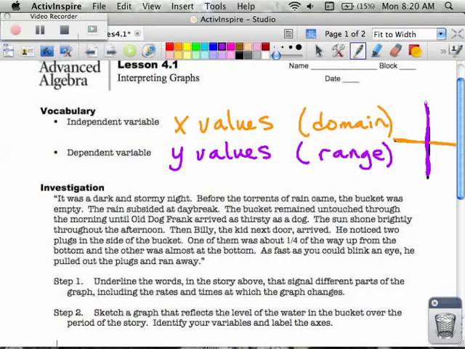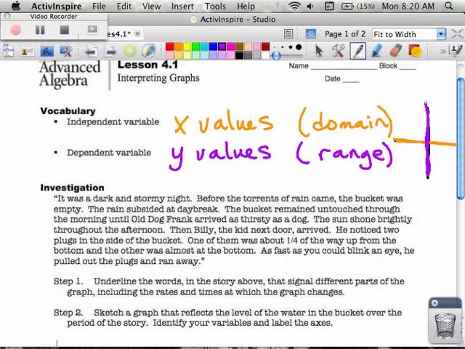The rain subsided, that means kind of let off, at daybreak, and the bucket remained untouched throughout the morning until the dog, Frank, arrived, very thirsty. The sun was bright throughout the afternoon, and then Billy, the kid next door, arrived, and he noticed two plugs in the side of the bucket. One of them was about a quarter of the way up from the bottom, and the other one was almost at the bottom. And as fast as you could blink, he pulled out the plugs and ran away.